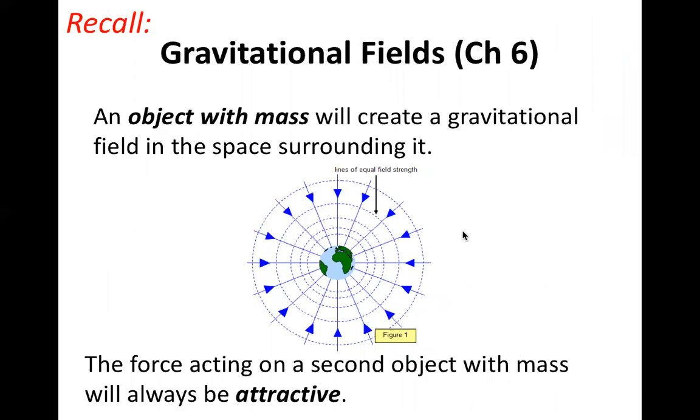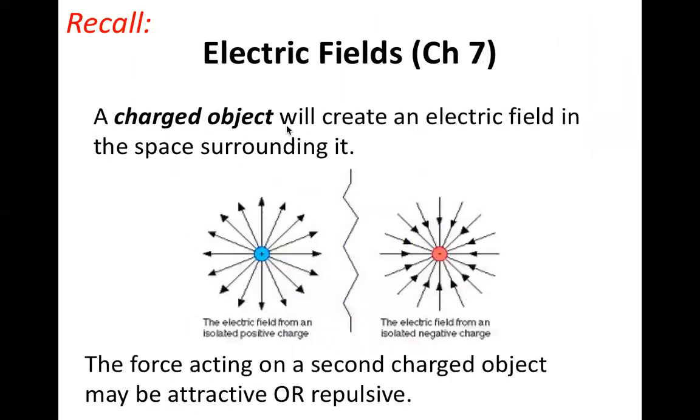The concentration of the field lines indicates the strength of the field in that region, and field lines indicate direction of the force. So with gravitational fields, we had objects with mass creating gravitational fields in the space surrounding it, and the force acting on a second object with mass will always be attractive. A charged object will create an electric field in the space around it. So instead of mass, it was charge. The force acting on a second charged object may be attractive or repulsive.